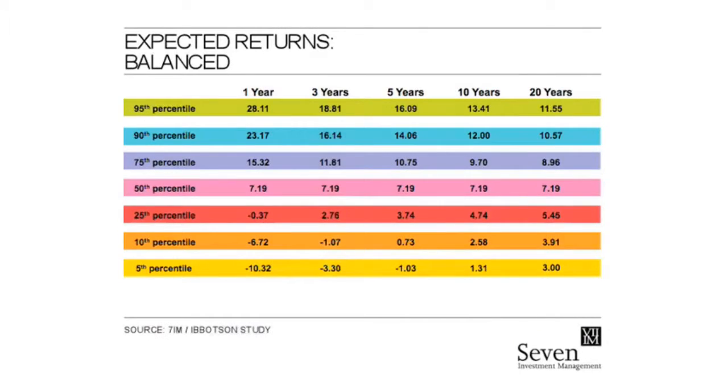The expected returns, represented by the 50th percentile, are about 7.19% over the course of time. When the actuaries arrive at this expected return from that variety of asset classes that we just showed you, they ignore cost. So this is 7.2% that we expect before cost.